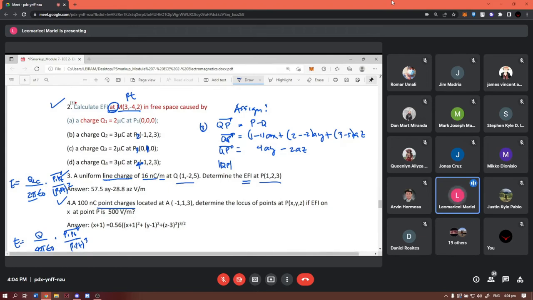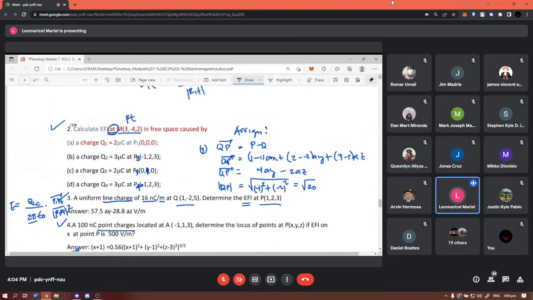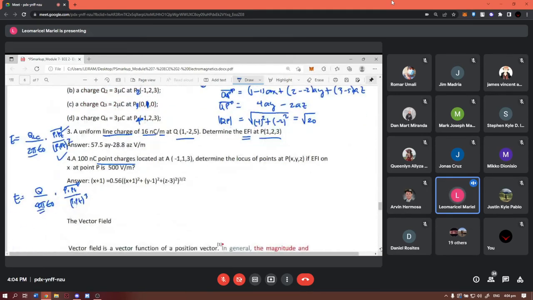Magnitude, square root of 4 square plus negative 2 square. So that will be square root of ilan? 20. Square root of 20 yung magnitude natin. And the given vector is 4ay minus 2az. Okay. Ang hinahanap ay E field. So kung kukunin natin yung formula na to, so therefore, the E is equals to line charge na given. So that is 16 nanocoulombs per meter.